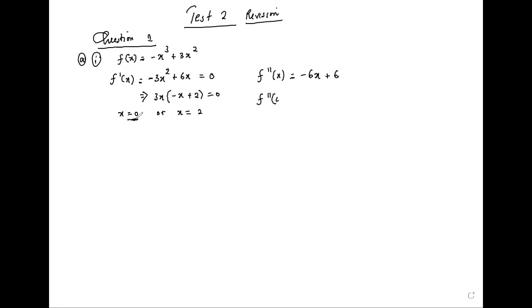I'm a bit lost where the x equals 0 and x equals 2 is coming from. We equated the first derivative to 0. So it's like you're saying 3x is 0, or minus x plus 2 is 0. Oh, okay.